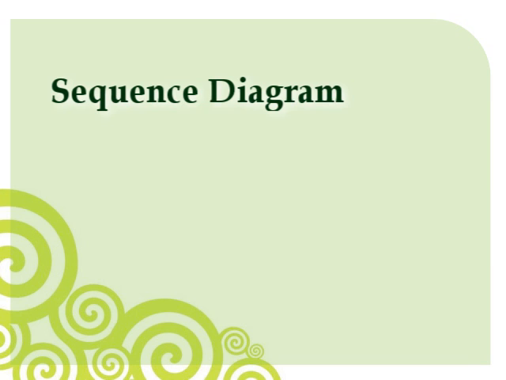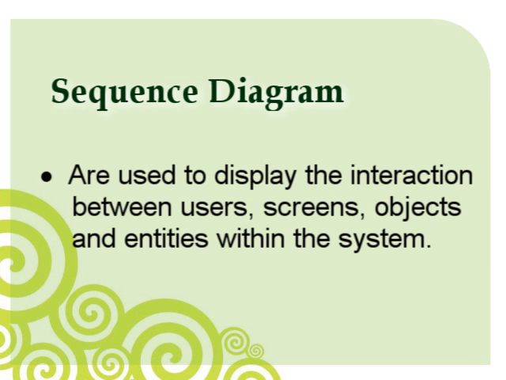Sequence diagrams are used to display the interaction between users, screens, objects and entities within the system. Frequently these diagrams are placed under use cases in the model to illustrate the use case scenario, how a user will interact with the system and what happens internally to get the work done.